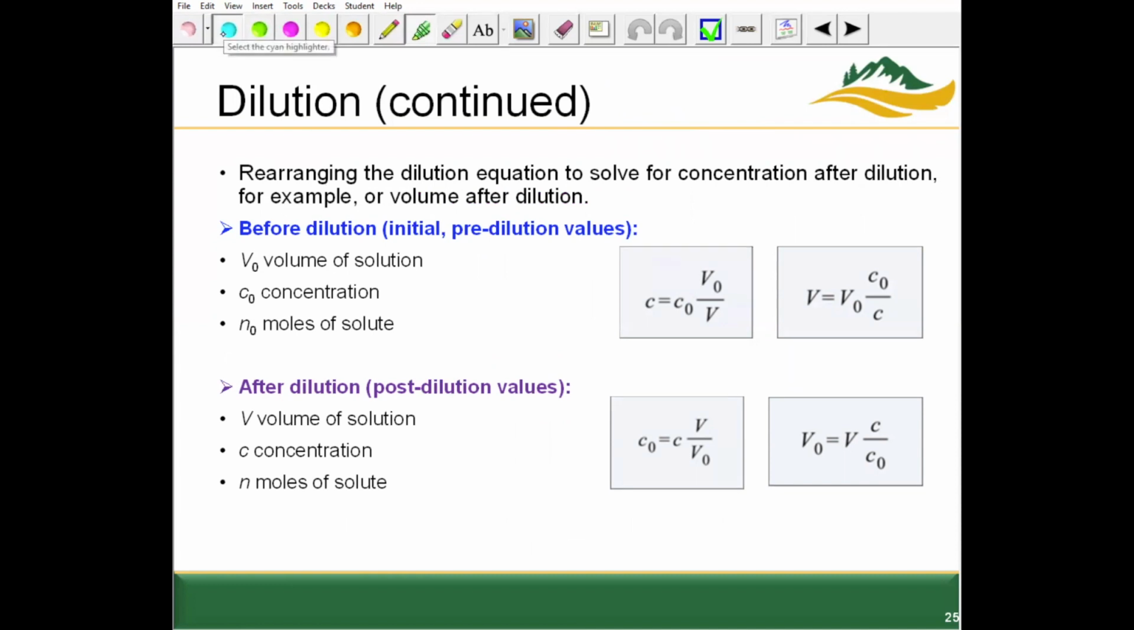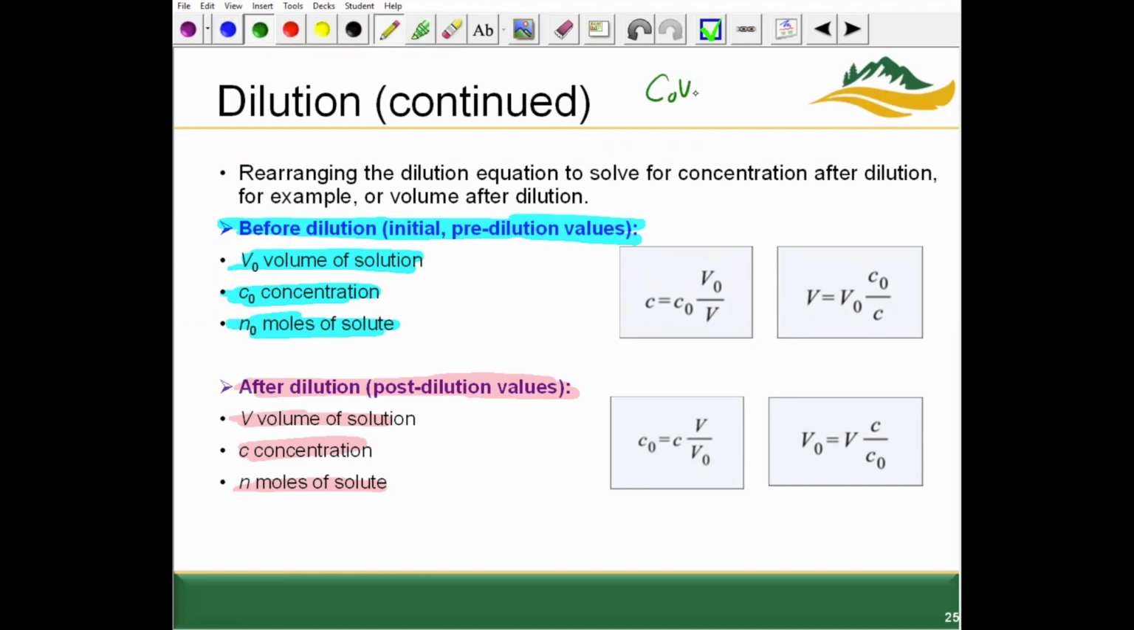To refresh you, as we're going to call it now, V naught is the volume of the solution, C naught concentration, N naught moles, and these all refer to the before dilution values, the initial or pre-dilution values. Then here, for after dilution, or our working solution, we can have volume, again, concentration, and number of moles. Using this connection that C naught V naught is equal to CV, right? Same thing as C1 V1 equals C2 V2. We can then solve for different variations.